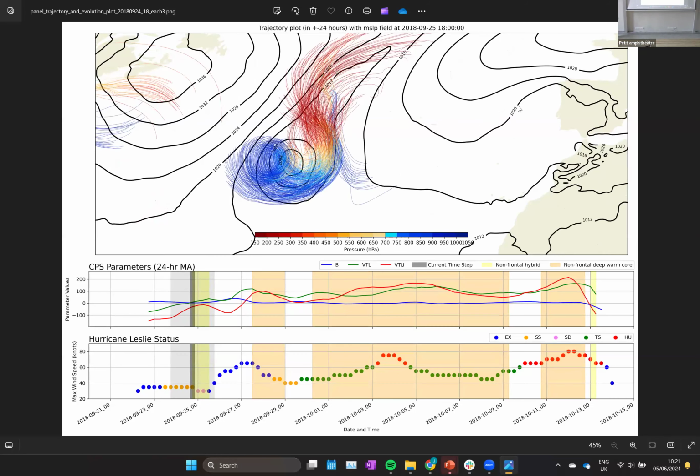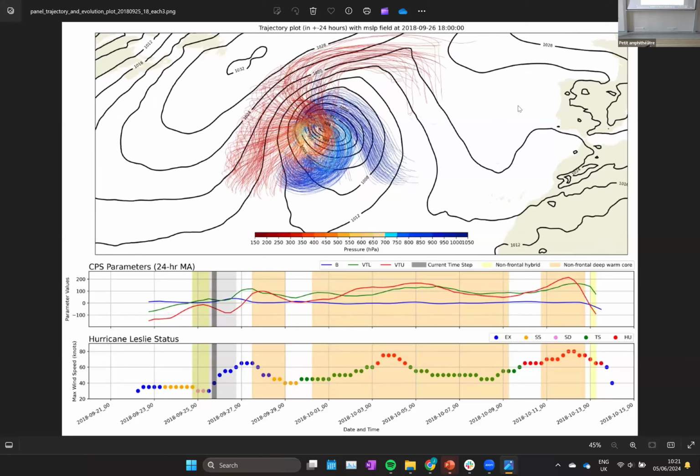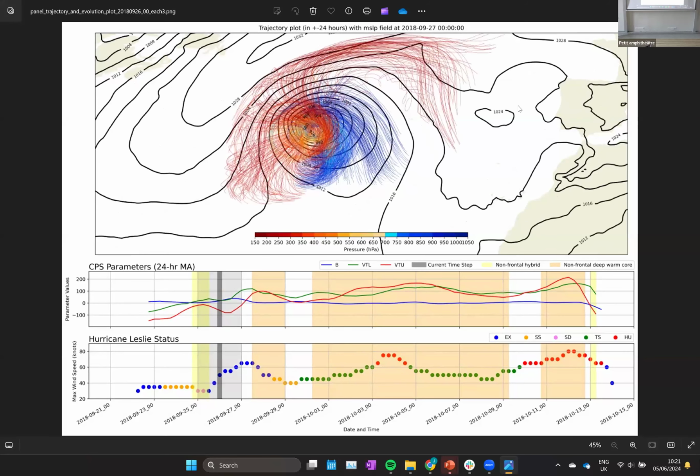But if we go into the warm seclusion phase, there is an increase of the trajectories, and see how the low-level center goes into the region of maximum ascent, where you have all the trajectories ascending. In the warm seclusion there is also an increase of trajectories, but the shape of these trajectories and the behavior is quite different from the stage that we will see later.